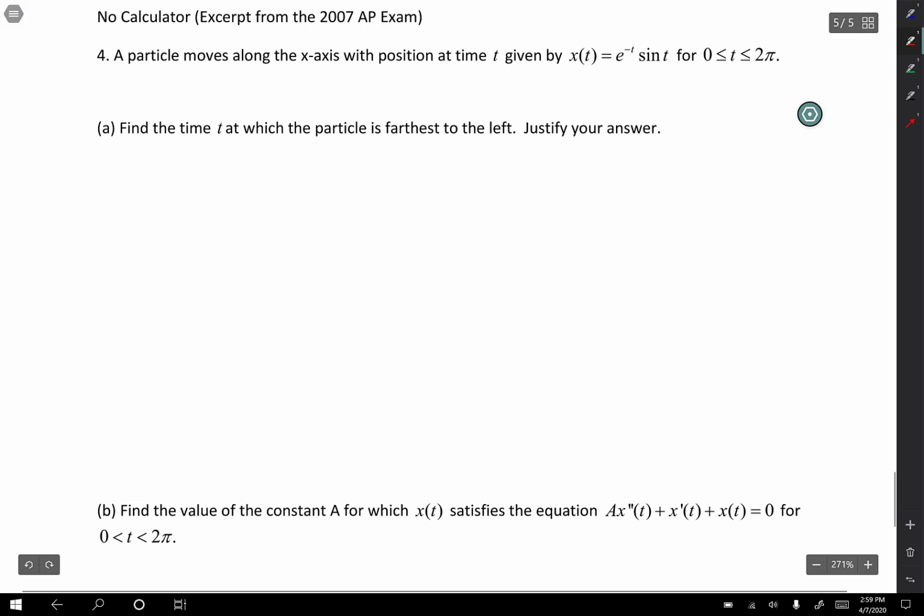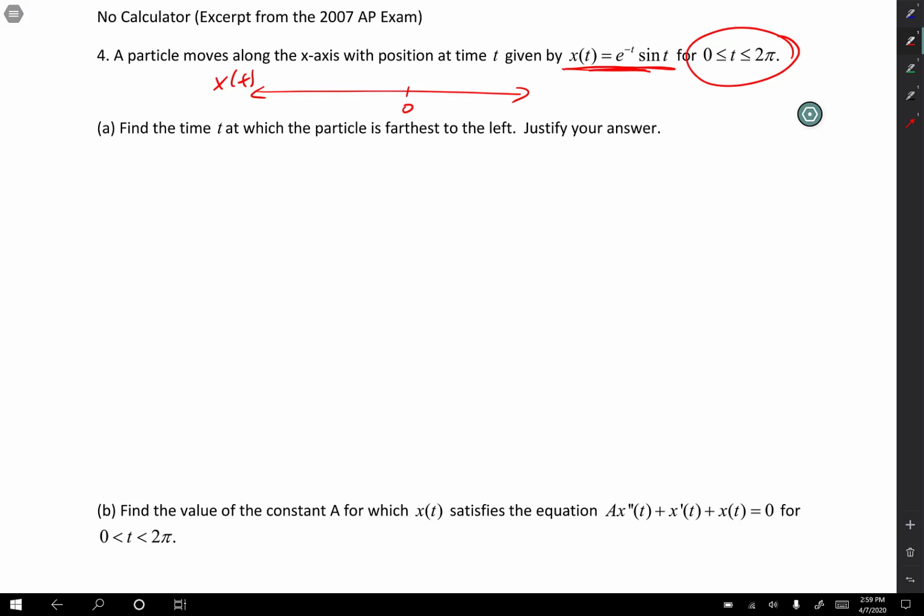So this is movement in the x direction. I'm either moving left or right, and I'm in this closed interval, 0 to 2 pi. Find the time t at which the particle is furthest to the left. Justify your answer. This is perfect for the candidates test, guys. So we're gonna do a candidates test for position, and when are you furthest left? Well, whenever your position is negative, the larger negative magnitude. So that's when you're furthest left. So we're gonna test our endpoints, and we're gonna test our critical numbers.